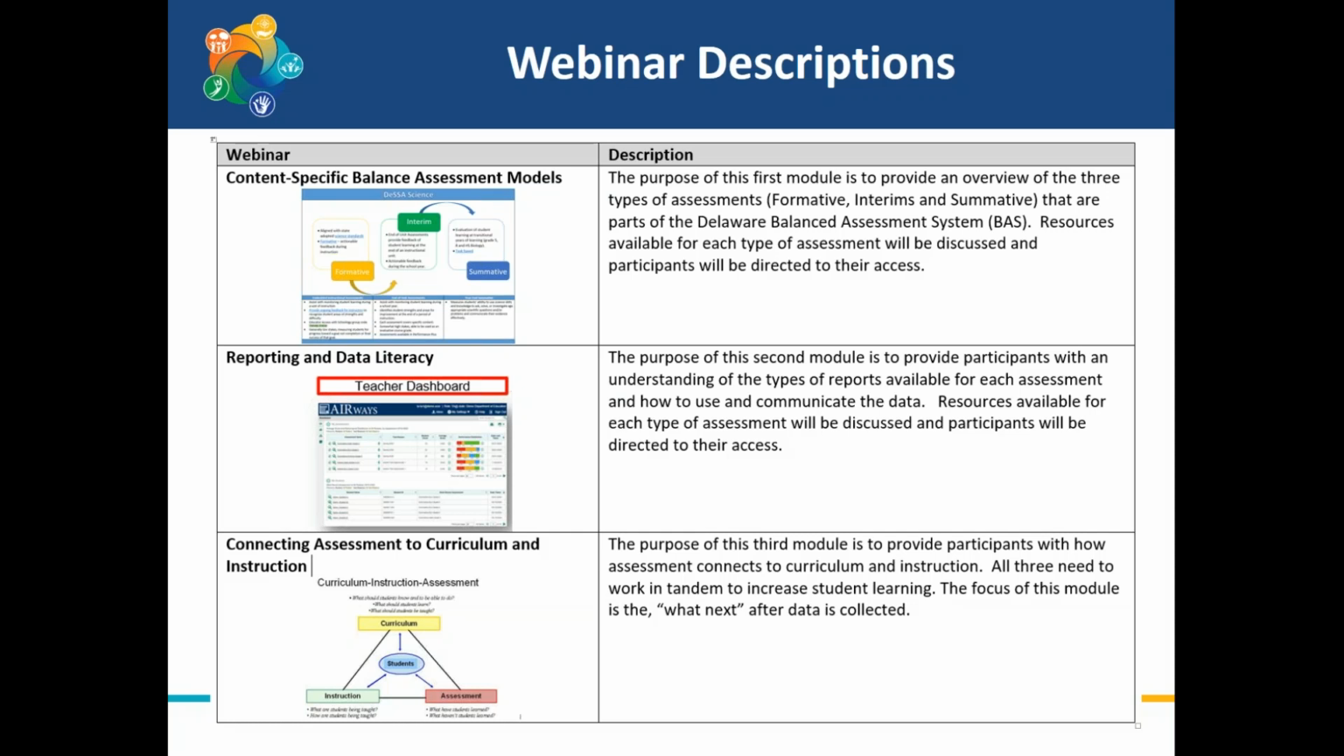And then, of course, the third webinar is going to be a focus on how to actually use assessment information tied to curriculum and instruction, and how to have those data-focused conversations that can help increase and improve student learning, and talk about that what next when it comes to assessment and instruction.